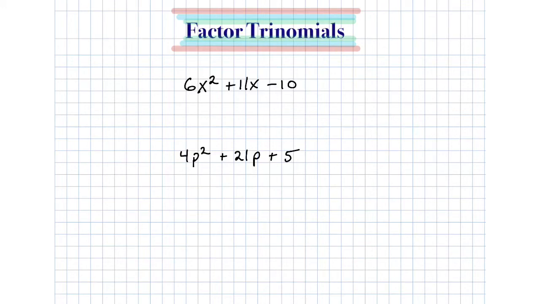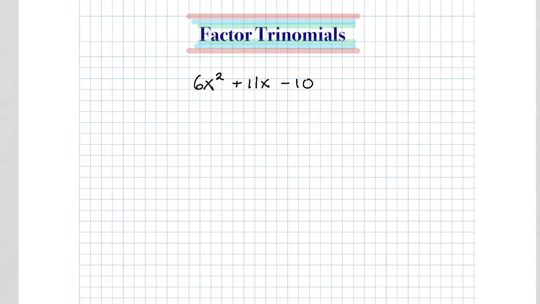Today I want to show you guys how to factor trinomials. The first step to factor this trinomial is to multiply these two outer terms together. So 6 times -10 will give us -60.